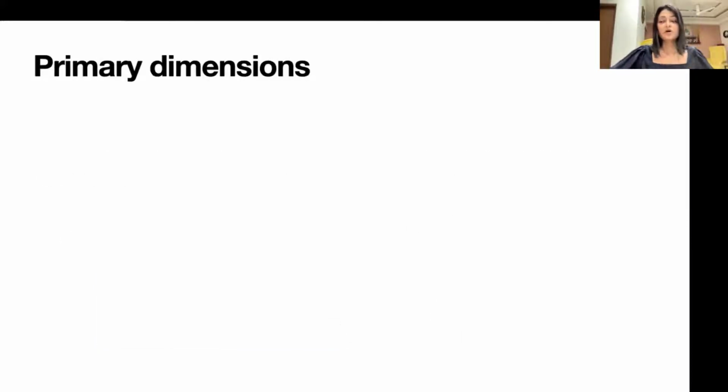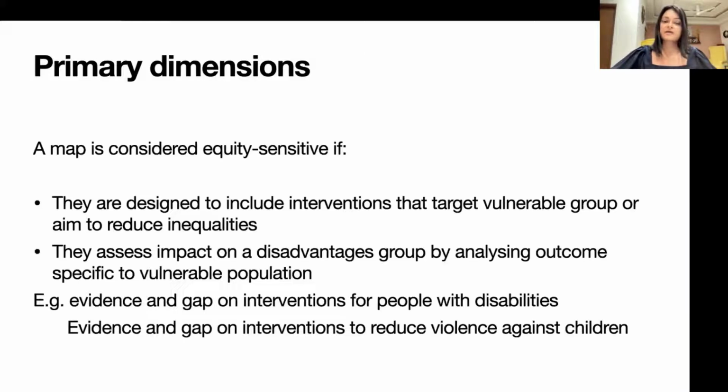To incorporate an equity component in the primary dimension of the map, there are two ways to do that. The first is by including interventions that target vulnerable populations or that aim to reduce inequalities. The second way is by analyzing outcomes that are specific to vulnerable populations and assessing the impact on disadvantaged populations. I'll give you an example of an evidence and gap map that incorporates both of these components, and this is on interventions for people with disabilities.